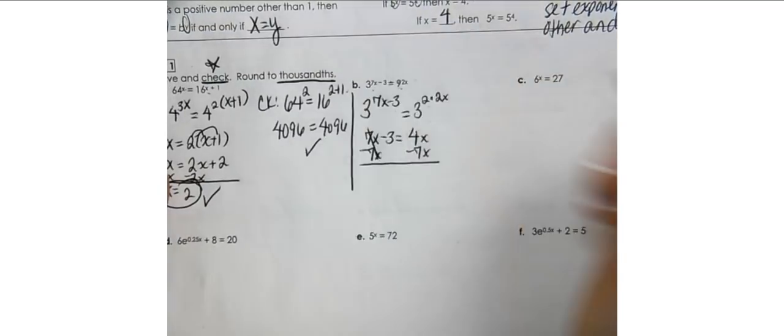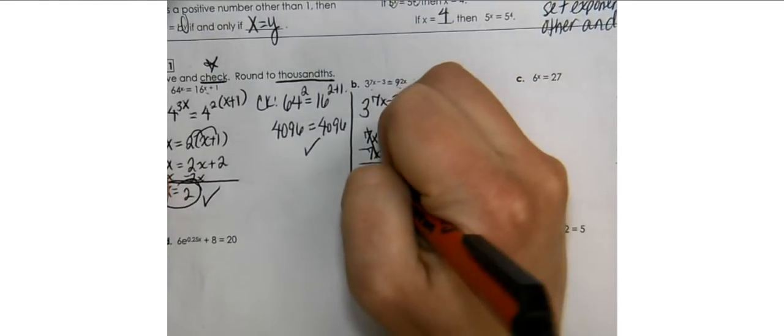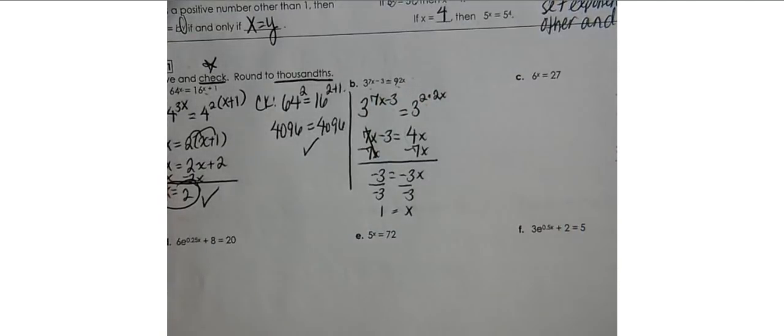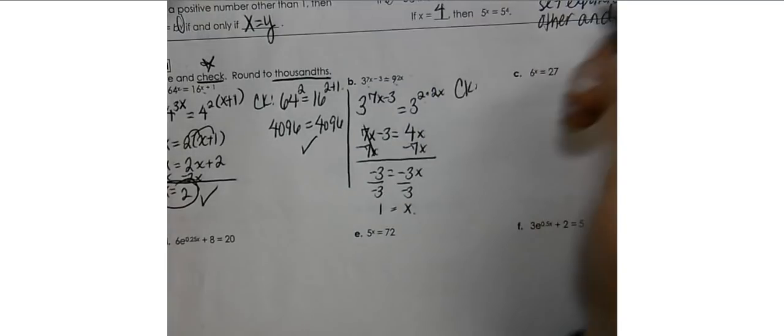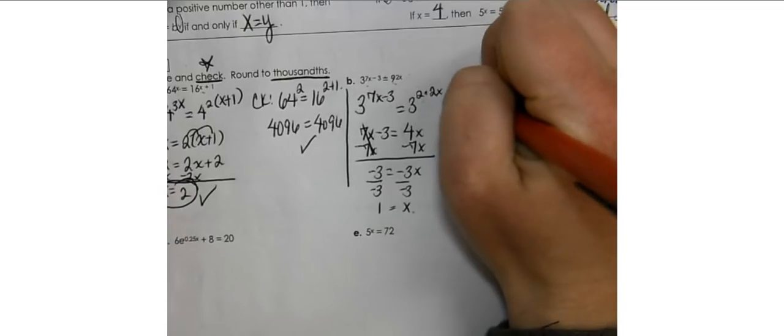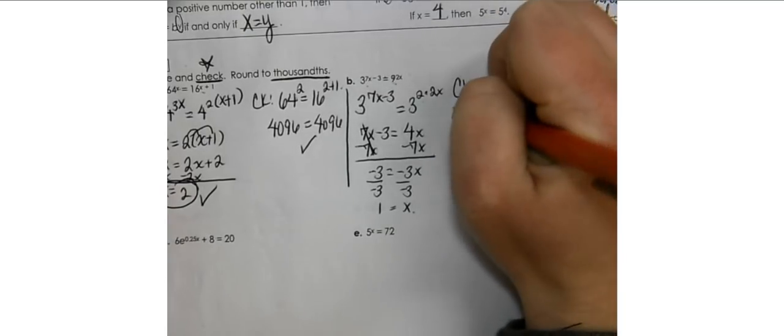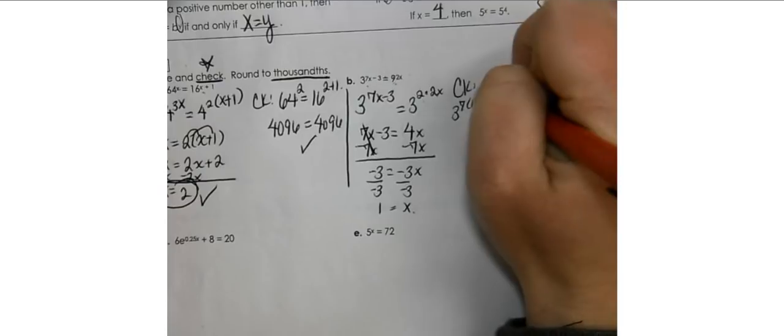So now the 7x's cancel out, and I'm left with negative 3 is equal to negative 3x. Dividing both sides by negative 3, I find that x is equal to 1. So now I'm going to substitute 1 back into the original problem to see if it actually works out. So here's my check. I'm going to write 3 to the 7 times 1 minus 3 power. Is that equal to the 9 to the 2 times 1 power?